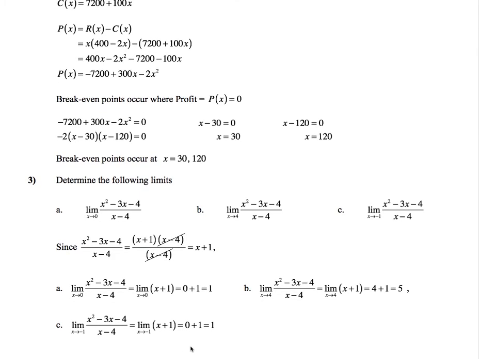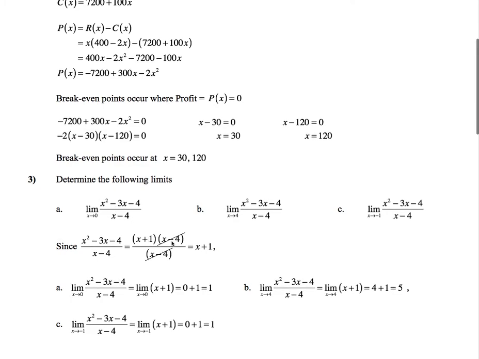Now question 3 asks us to calculate some limits. And the first thing you want to do is reduce this rational function here. And your question on the test will be no more difficult to factor than this is. So this is very easy to factor. We just look for two numbers that multiply together to give me -4, but add together to give me -3. And we put those numbers here, 1 and -4.